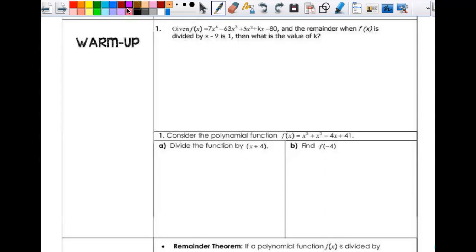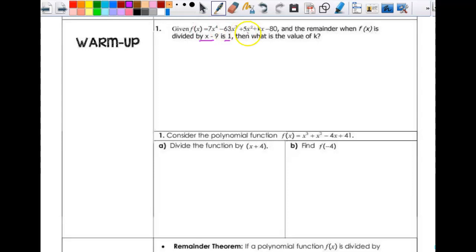This says, given this function and the remainder when f of x is divided by x minus 9 is 1, so it gives me the remainder, then what is the value of k? Because notice I have a k in front of the x. So first time we've had a variable within a variable type of thing there. But if we know we're supposed to be using synthetic division, we can set it up just like we'd set up the rest of them.